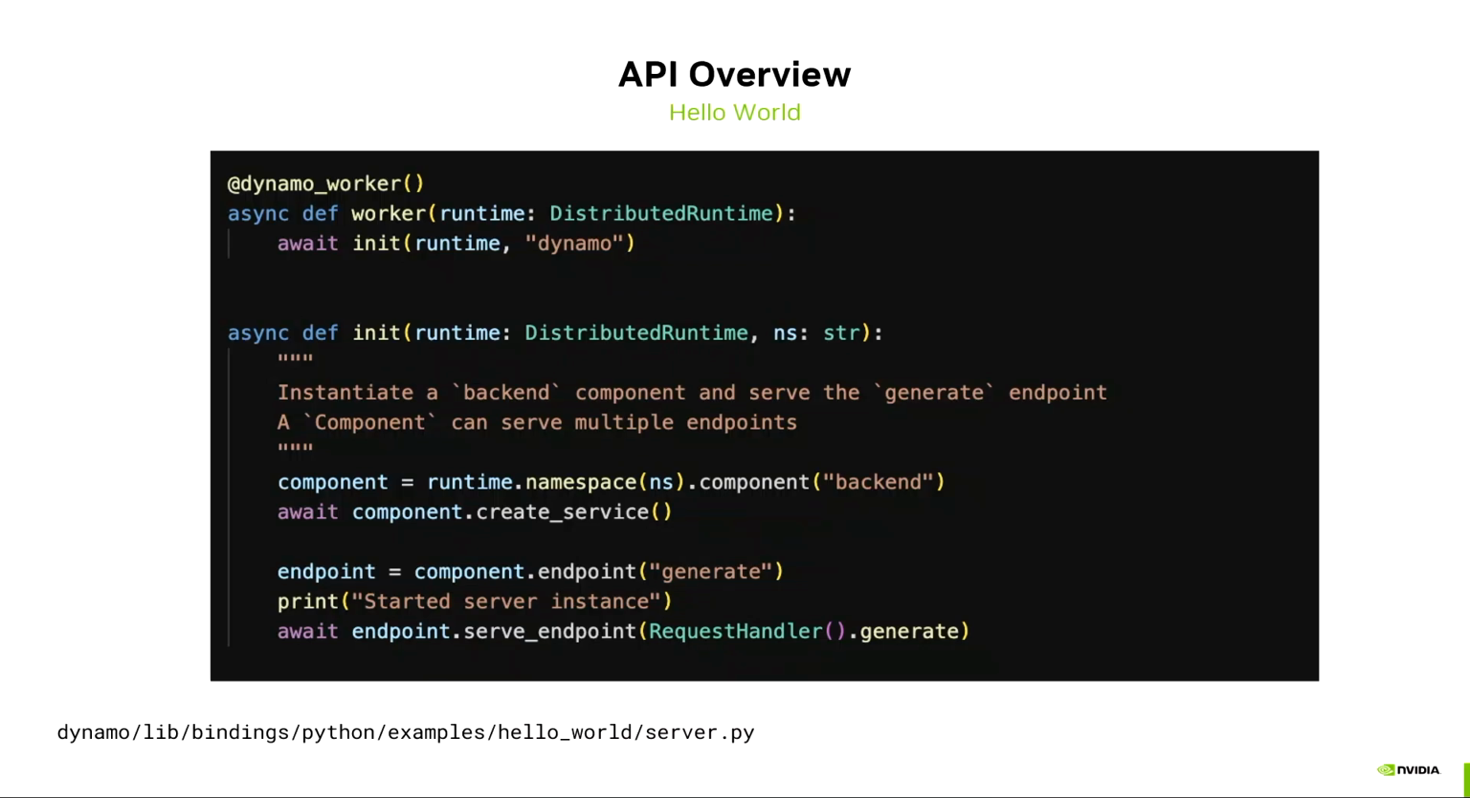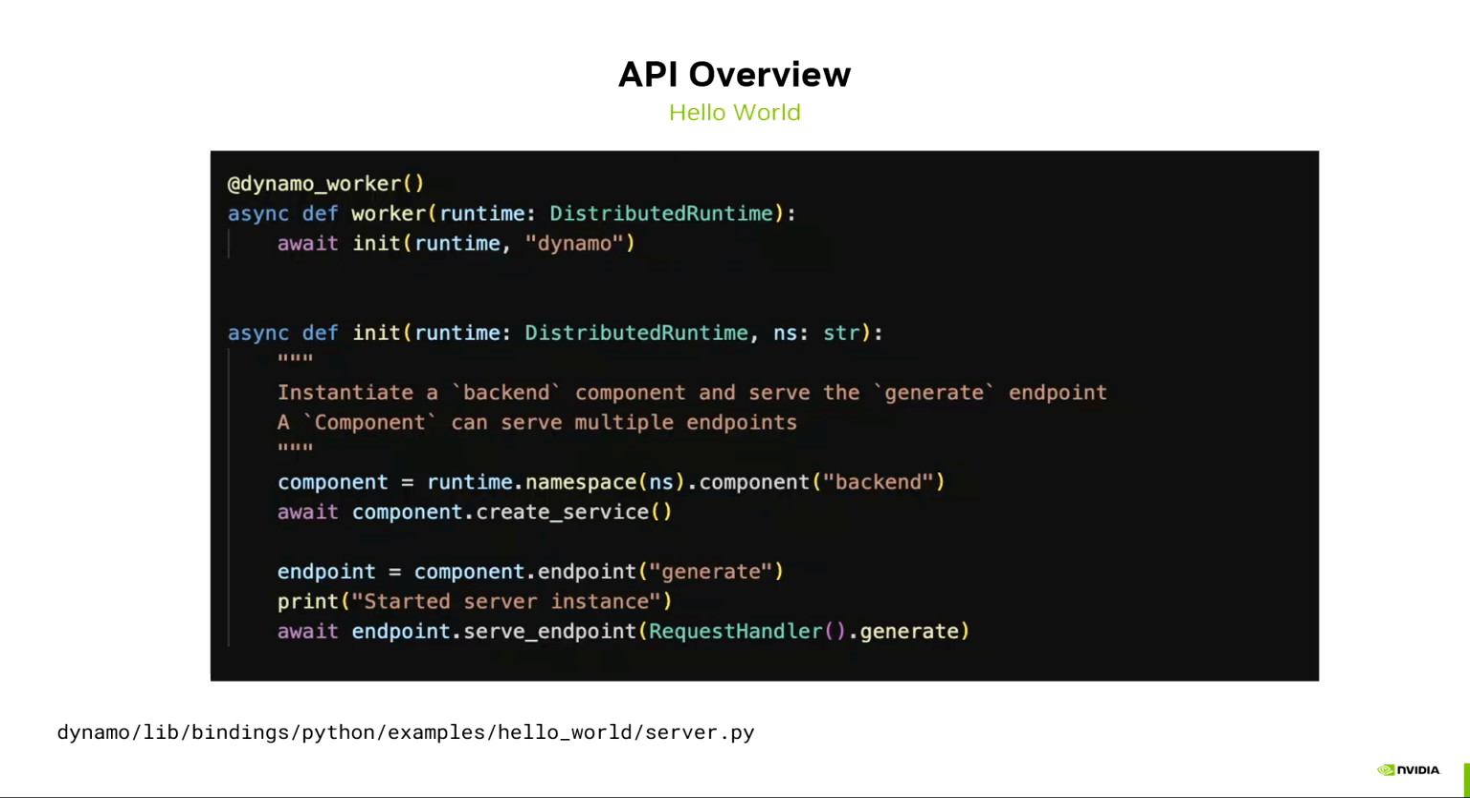And the first thing we do is generate our address. So our component is our runtime namespace. We give it the namespace name. And then we give it the component in the same place. We're calling it backend. To serve our async generator, we just have to say that the component is going to serve something. So we create a service. That sets up the infrastructure to serve something.